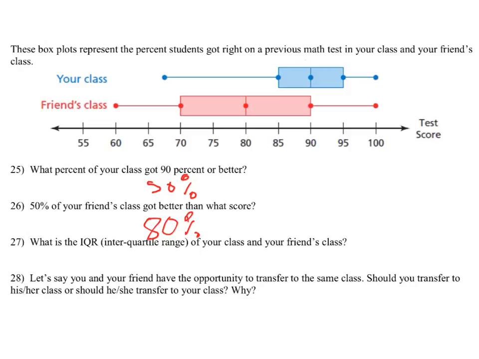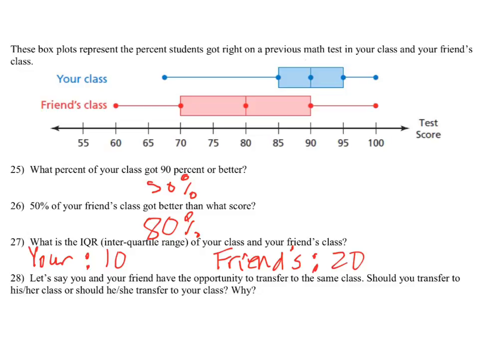What is the interquartile range, IQR, of your class and your friend's class? Well, your class goes from 85 to 95. That's a spread of 10, so yours would be 10. And then your friend's class, well, it goes from 70 to 90, and that's a spread of 20. If you do 90 minus 70, that gives you 20.